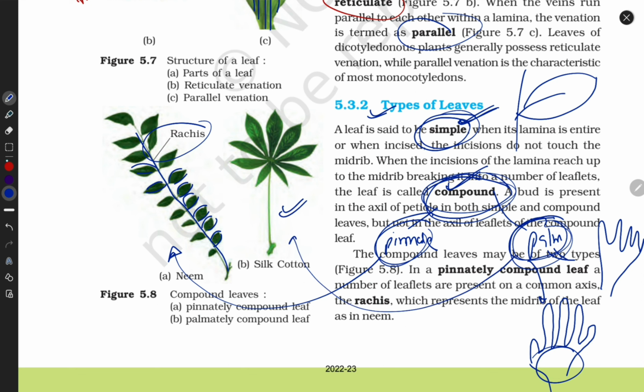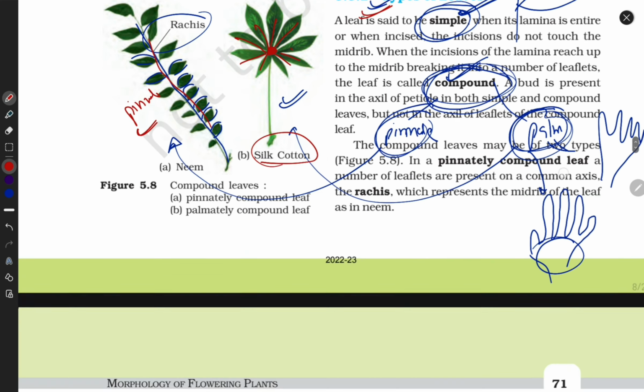And look at here. Palmate arrangement. Center. Look at here. Palm-like structure. They have a central axis. They have a middle axis. Alright or not? Example of pinnate is neem, and palmate example is silk cotton. Get it? Now types of leaves is complete.